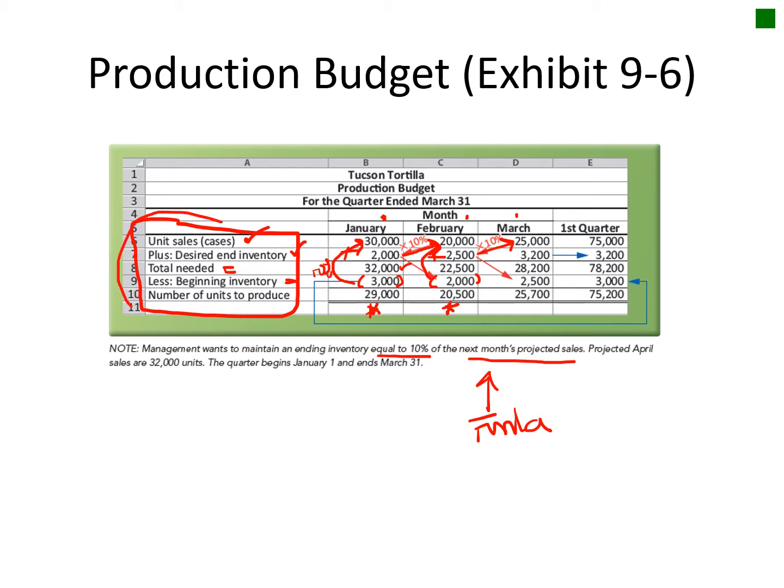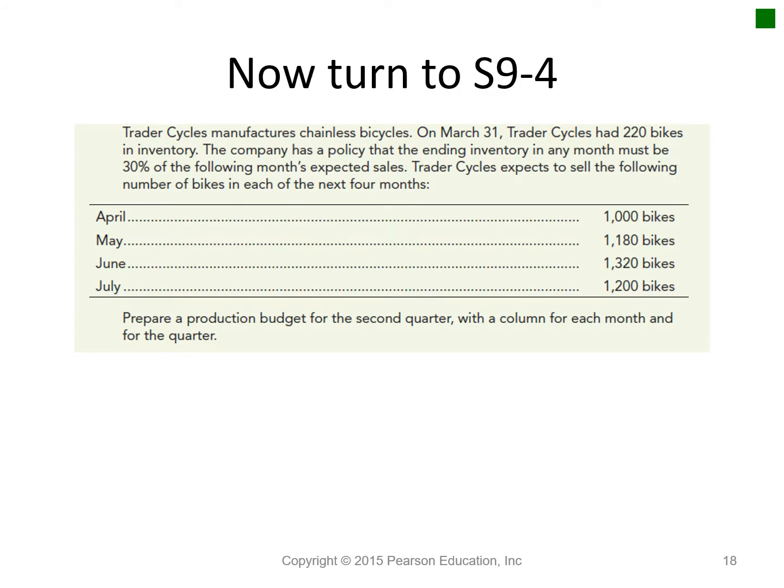You're going to need to be very familiar with this formula, and every problem that you work, they're always going to give you what management desires for ending inventory, whether it's 10% or some other number. Look for this type of number in most of the problems, and that's how you're going to put together your production budget.